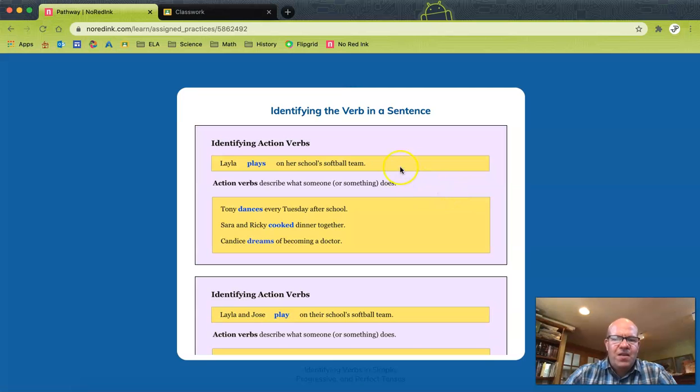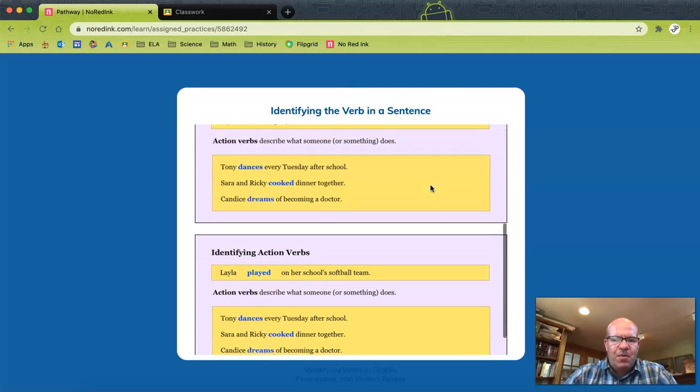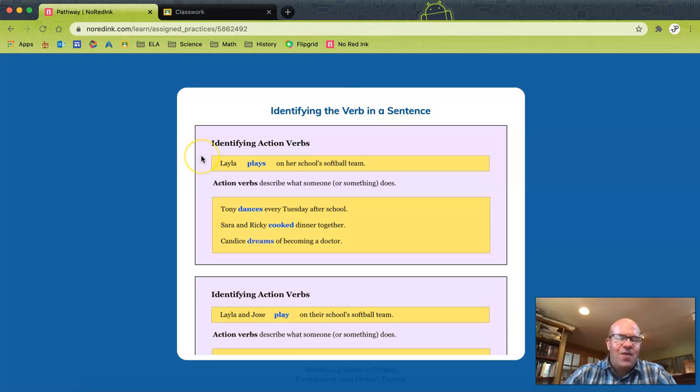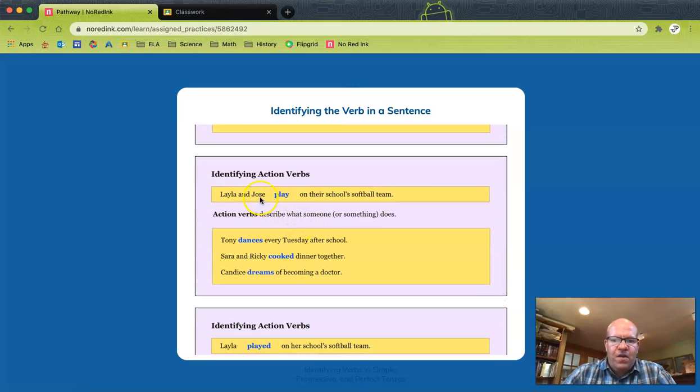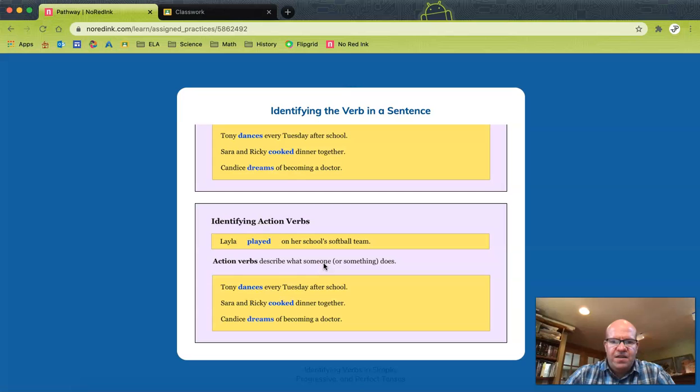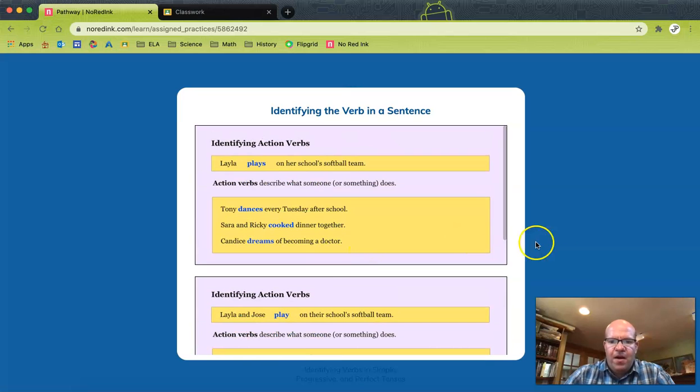So here it is. Every time in NoRedInk, there will be something where it'll explain how it works. So here we're saying, and you have to read this. If you don't, it's not going to magically do itself for you. Okay. So identifying action verbs. Layla plays. Action verbs describe what someone or something does. Tony dances. Sarah and Ricky cooked. Okay, I got that. I think these are kind of similar. So, all right, I think I got it.